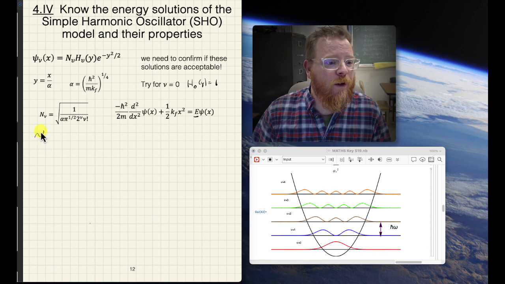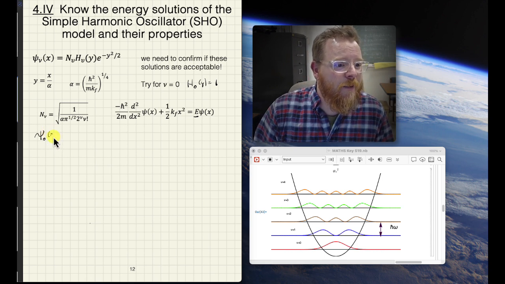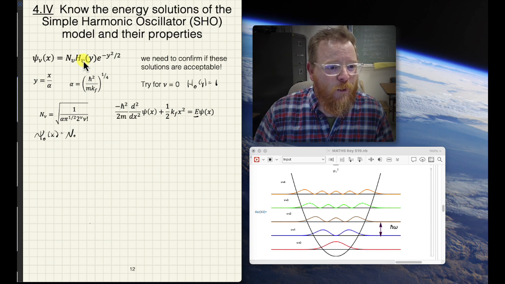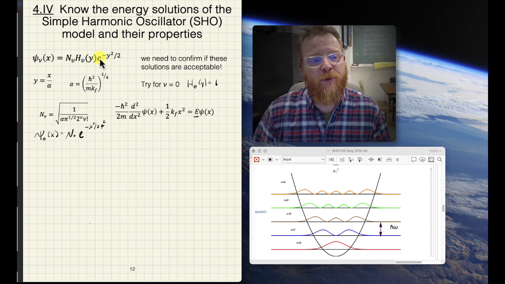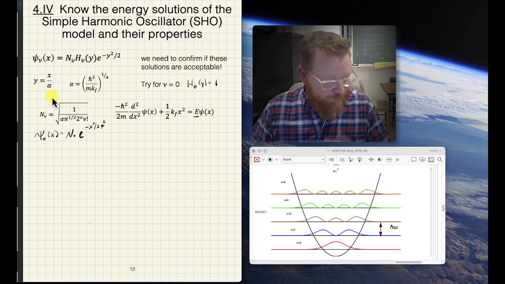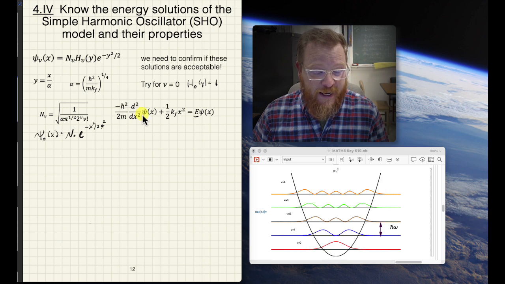We can say our wave function of quantum number nu equals 0, psi 0 of x, is going to equal N sub 0. We know the Hermite polynomial for nu equals 0 is 1, so we'll just leave that alone. And then that's going to be an e to the negative x squared over 2 alpha squared, right? So replacing my y's with the x and the alpha, okay? So now to plug this into the Schrodinger equation, we know that we're going to take the second derivative.